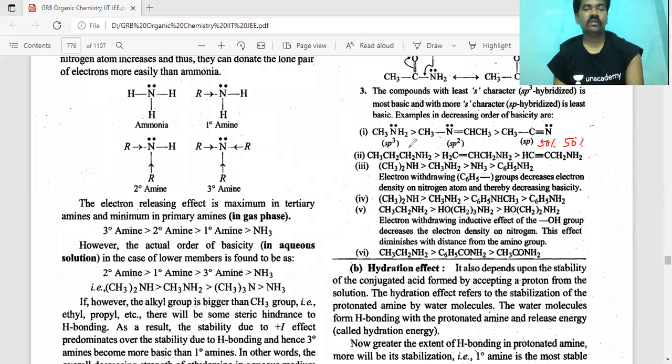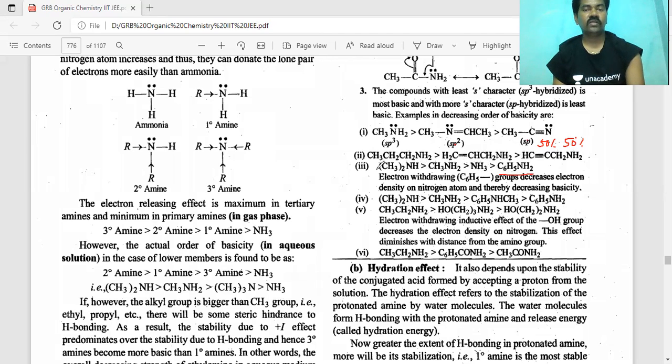And here CH3CH2NH2, okay, here sp3 and here sp. Here sp2 and here sp. CH3 to NH. Then here an electron withdrawing group, in this case you should count electron withdrawing groups. Okay, this is phenyl group, phenyl group minus I effect. So it can pull the electrons, so that is why it is least.